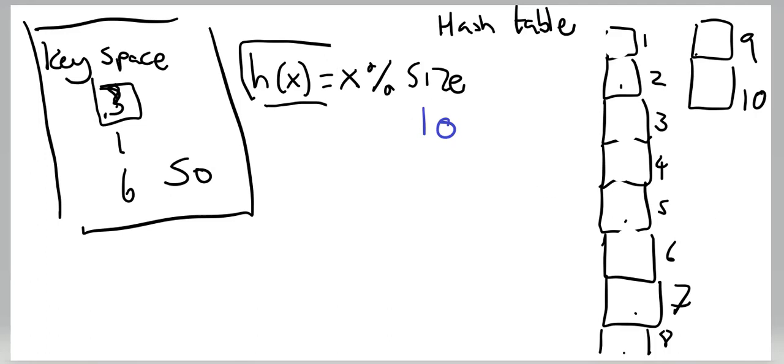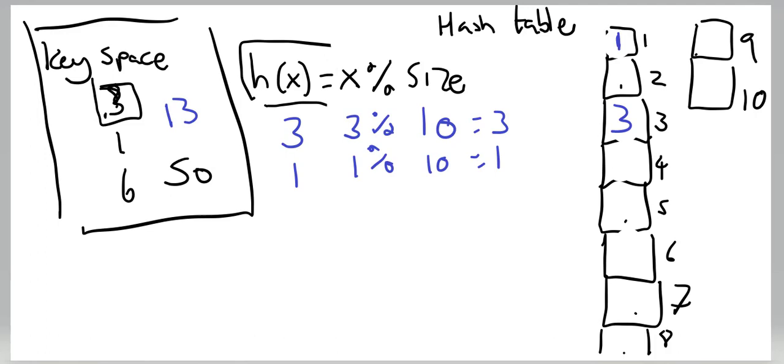Okay, so let's take 3 to start with, nice and easy. We're going to do 3 mod 10, which is actually going to give us 3. So we put it in there. If we did 1, 1 mod 10 is 1. What about if we did 13? 13 mod 10 equals 3. Uh-oh, we've already got a 3 in here.